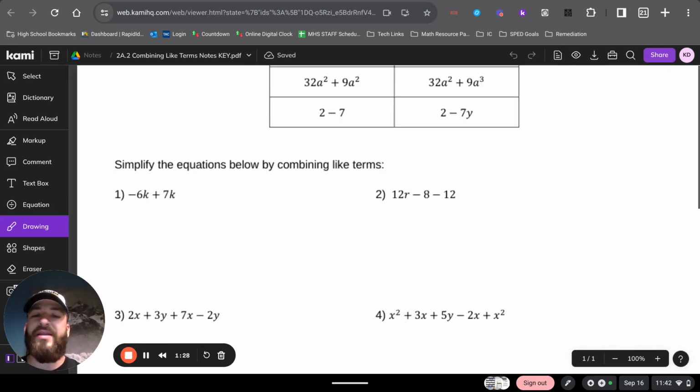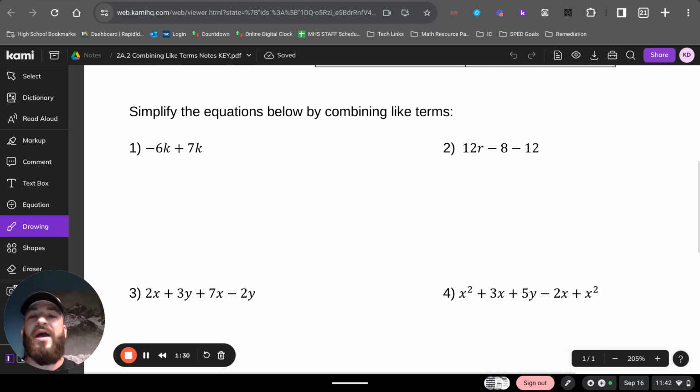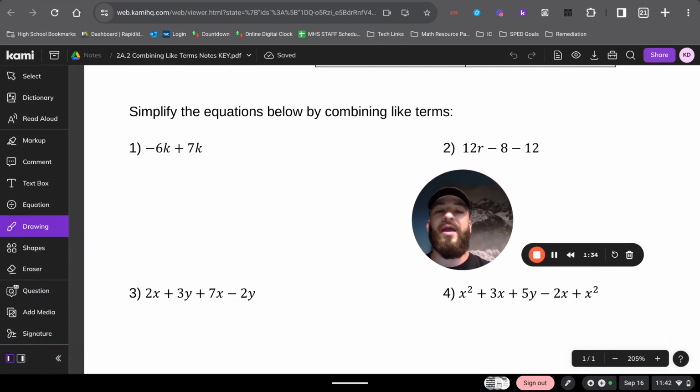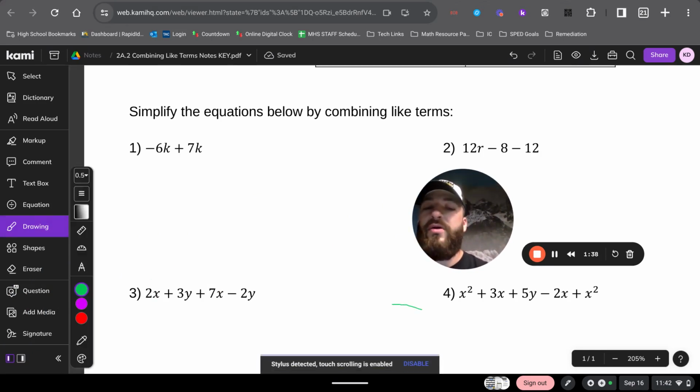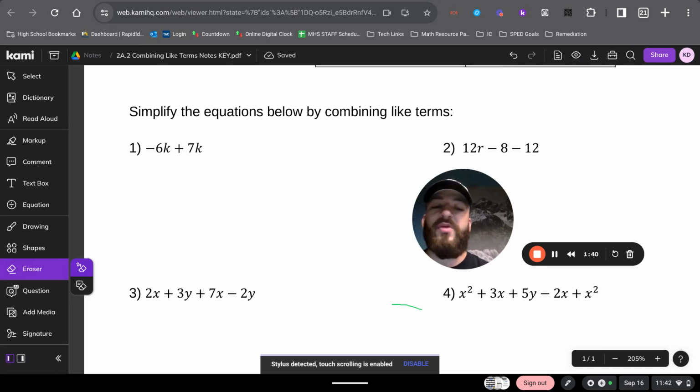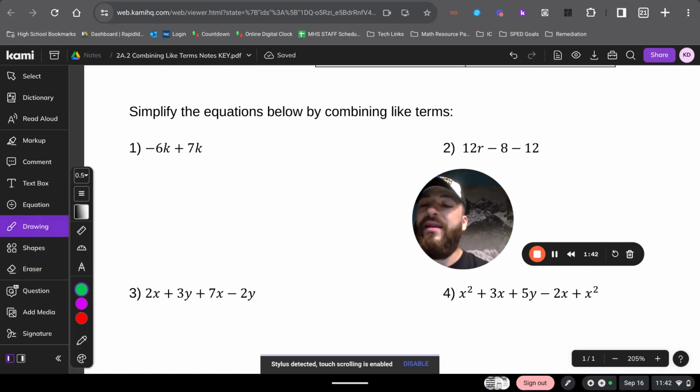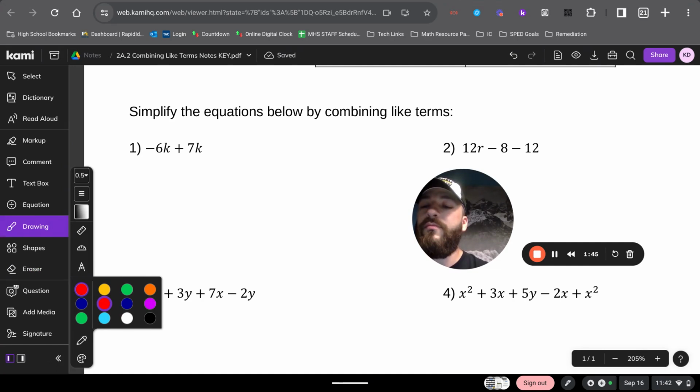So let's look at an example like number 1. I want to simplify each of the expressions. So for number 1, I have -6k plus 7k. This one is rather straightforward. K is that like term. So I'm going to take -6k and 7k, and together, -6 plus 7 would make +1. So this is just going to equal 1k.